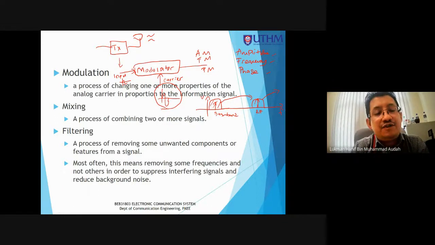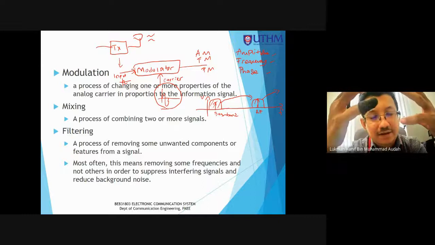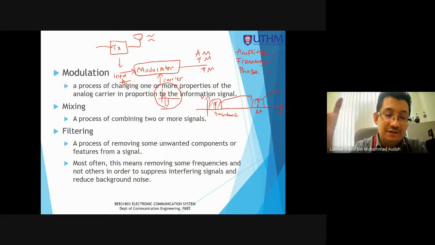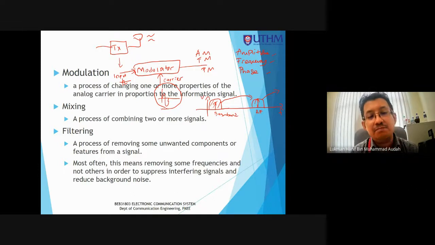Mixing. Again, mixing is different from modulation. Tadi modulation is also a process of mixing, but it will change the characteristic of the carrier. Mixing is just mix without changing the characteristic of the signals. Mixing dia cuma bergabung sahaja, tanpa mengubah sifat input signal. You have at least 2 inputs, and then you produce 1 output. You mix together.